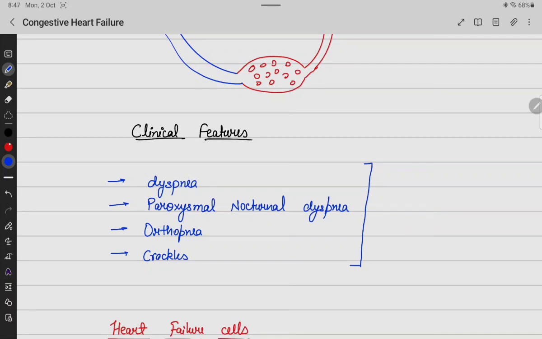dyspnea, difficulty breathing, paroxysmal nocturnal dyspnea, because when you lie down, because of gravity there is increased venous return, and it can lead to dyspnea because of increased congestion of the lungs. Orthopnea, same principle. Crackles, because there is fluid in the alveolar sacs. These clinical findings are all because of pulmonary congestion.